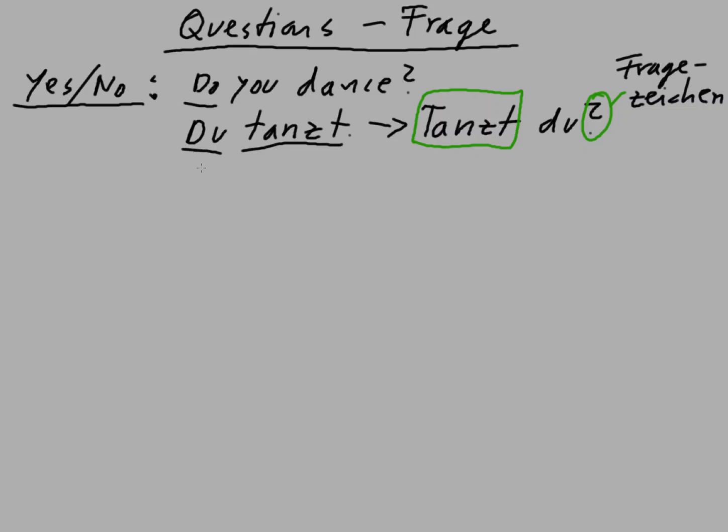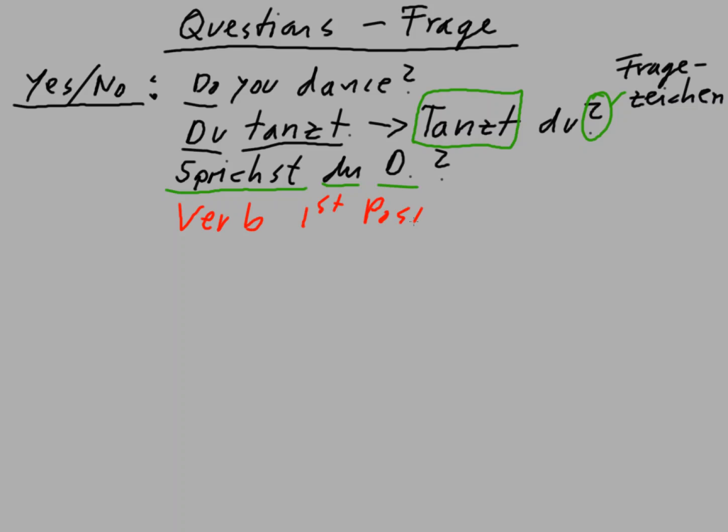Okay. Or we could ask, let's come up with something else. Sprichst du Deutsch? Okay, so we got the verb at the beginning, then we got the subject and our direct object and all kinds of other stuff. Sprichst du Deutsch? Magst du Pizza? Stuff like that. So put the verb into the first position, and a question mark, Fragezeichen at the end, and that's all you need.